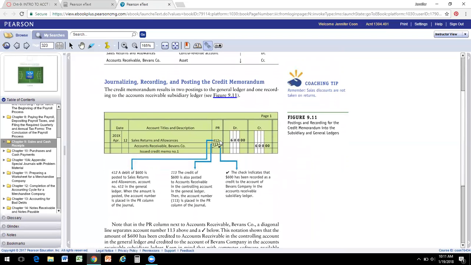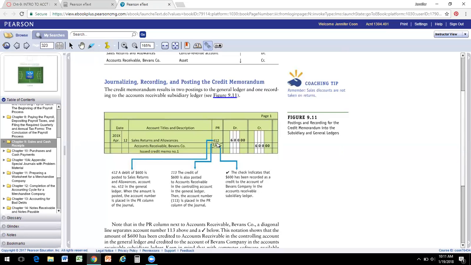I'm really not going to be worried about all this posting stuff because honestly, you guys are going to get out there and they're going to have automated systems, and they're going to have a form or something that you click and fill out for the credit memo, and it's going to automatically adjust to the accounts. But what they're showing you, they're just saying that this check is here, and they're making sure.